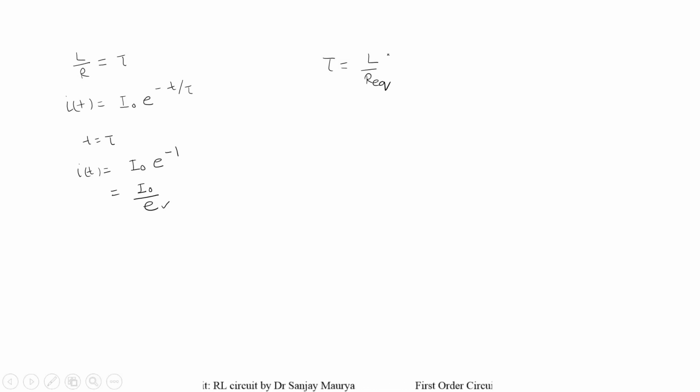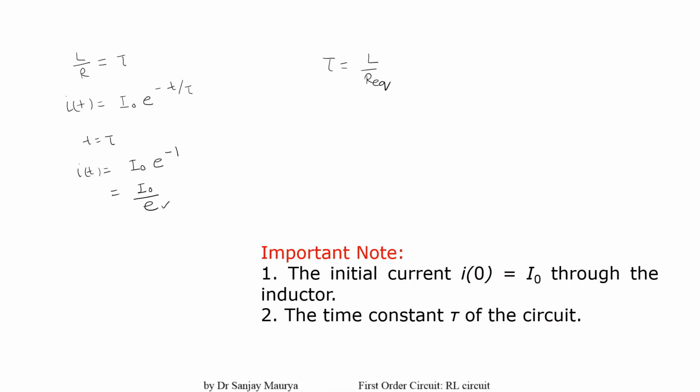So to find the solution of a source-free LR circuit, we need to determine the initial current through the inductor first. Then we determine the time constant value of the circuit. And after substituting all these values, we can determine the solution of the circuit.